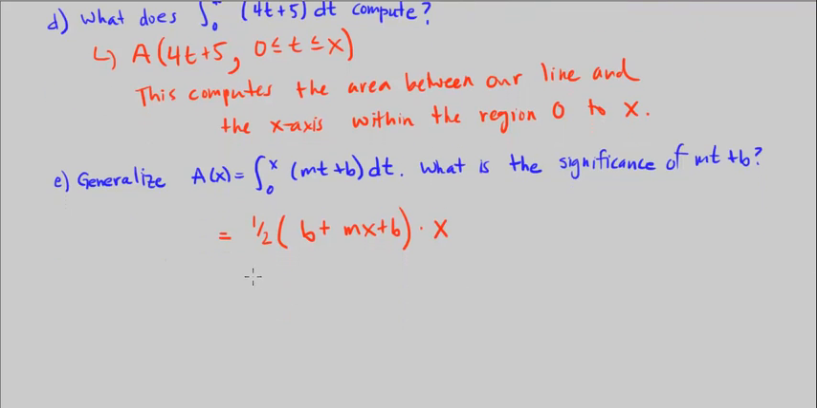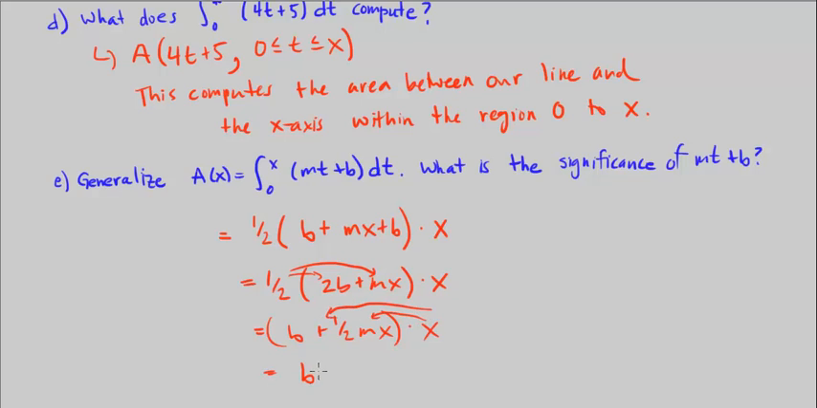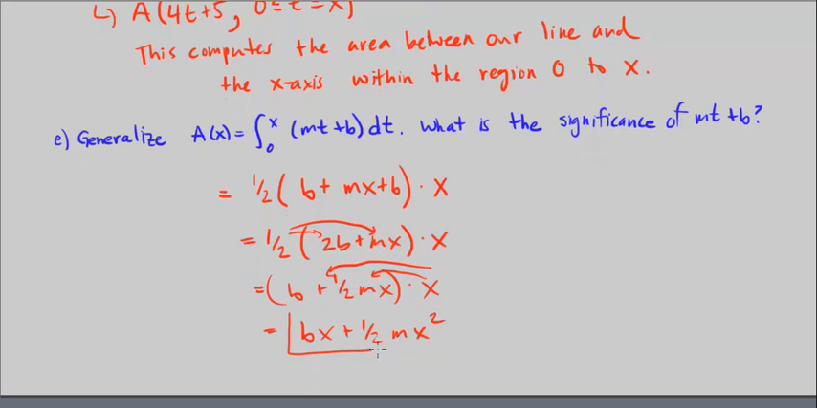So let's go ahead and simplify this. We get 1/2. In parentheses, we have 2b plus mx times x. Let's distribute the 1/2. 1/2 times 2 here is just b. 1/2 times mx is plus 1/2 mx. We have times x here, so let's distribute that x, and we get bx plus 1/2 mx squared. Alright? Right, so that is the general form for the area of x where our function is a line.